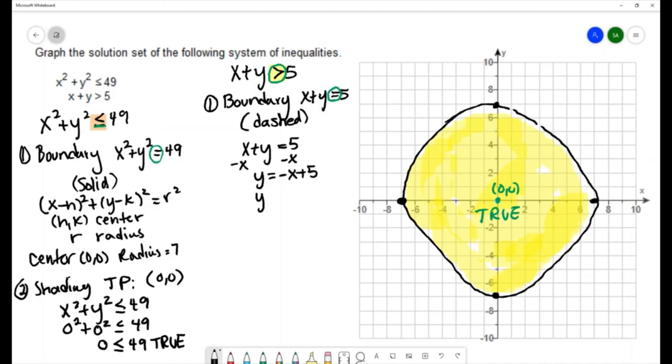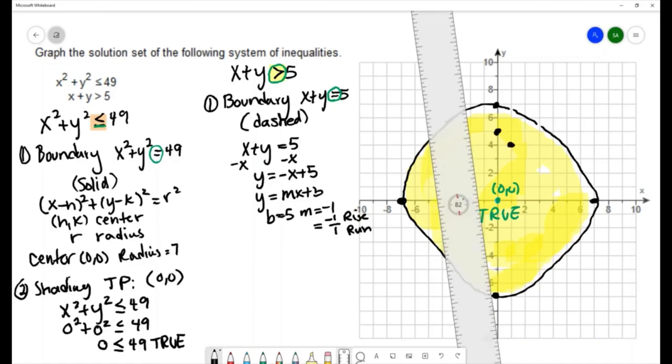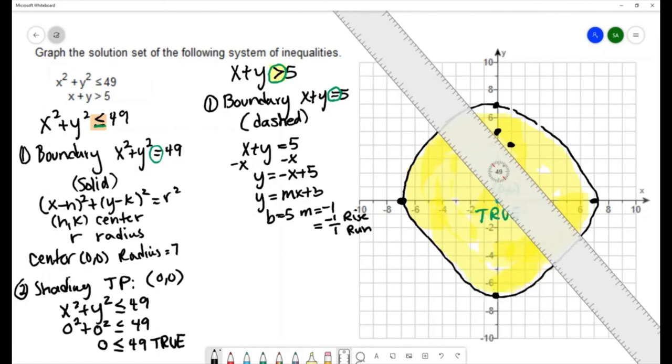This is an equation written in slope-intercept form, y equals mx plus b. So our equation has a y-intercept of 5 and a slope of negative 1. We can use that to graph the line. We'll graph the y-intercept at 5 and then use the slope to get to the next point. So we'll write negative 1 as negative 1 over 1, so that means we have a rise of negative 1 and a run of 1. So we're going to go down 1 and right 1 to get to the second point. And we're going to connect those 2 points with a dashed line to indicate that that boundary is not included.